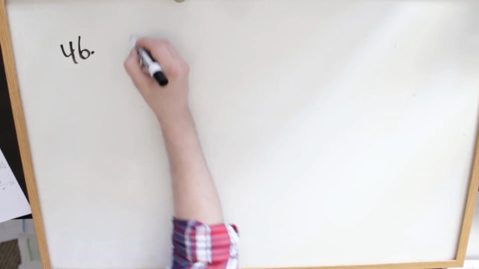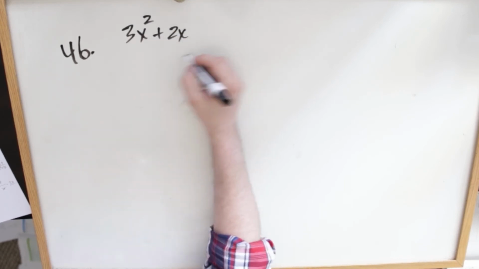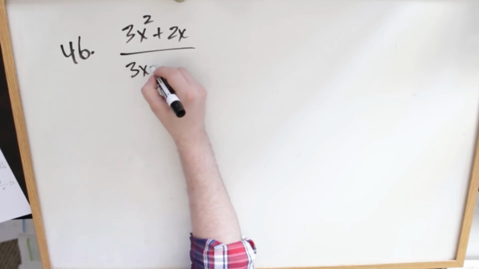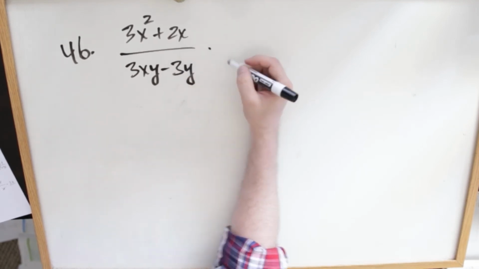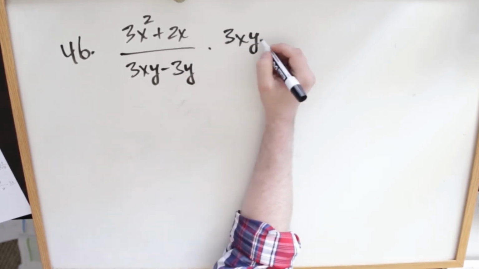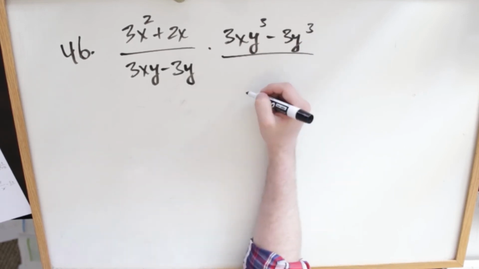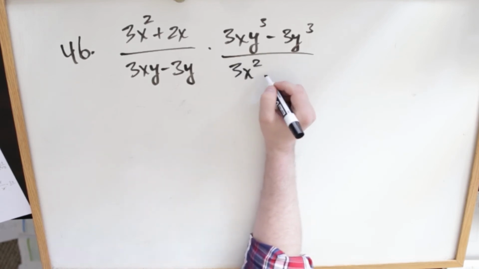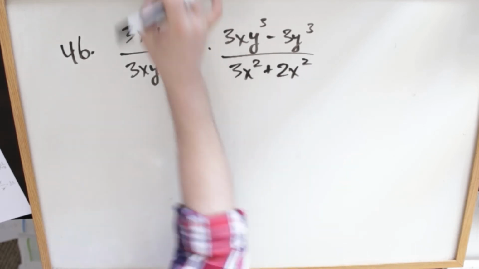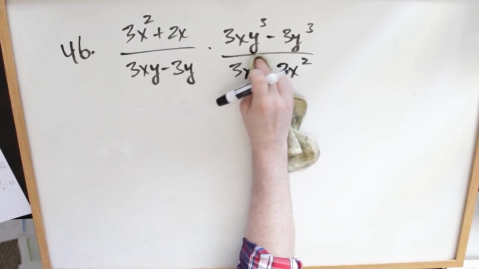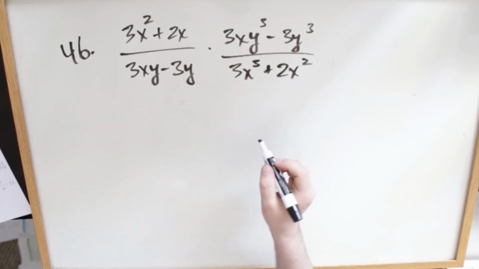multiplication one. So this is going to be 3x squared plus 2x all over 3xy minus 3y times 3xy cubed minus 3y cubed all over 3x squared plus 2x squared. Oh, this is cubed, sorry. I knew I was making a mistake there. This is going to be a cubed. Okay. So that's a cubed. We've got that.